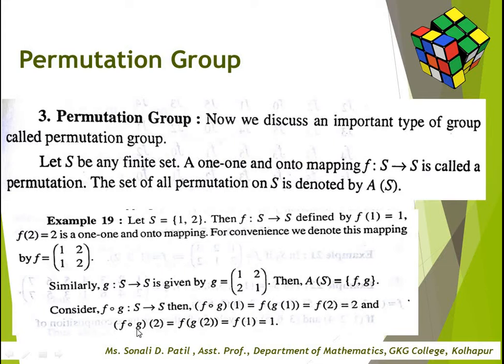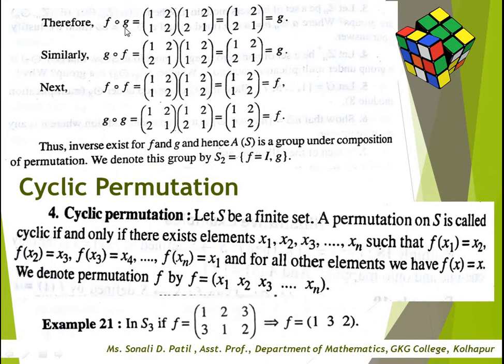And f(g(2)) is equal to, what is g(2)? Here 2 maps to 1, so g(2) is equal to 1. And f(1), here 1 maps to 1, so f(1) is equal to 1. So therefore f∘g is equal to, here we are putting the value of f and here we are putting the value of g: 1 maps to 1 and 1 maps to 2, so 1 maps to 2. Now 2 maps to 2 and 2 maps to 1, so 2 maps to 1. What is the value of this? It is g.